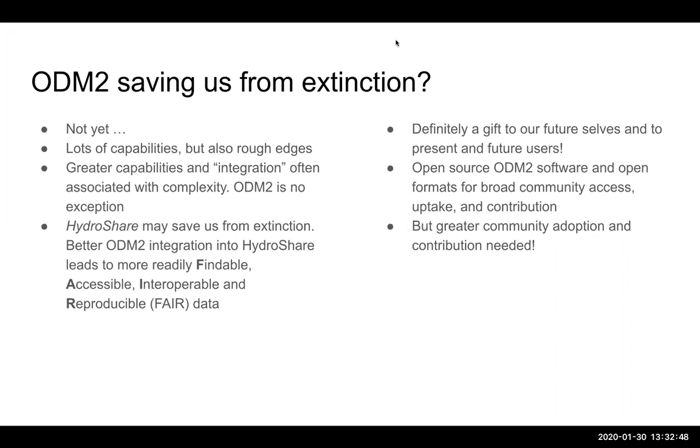Like I said, we have built everything on open source software, all the tools and formats, so that there can be broad community access, uptake, and contributions. But in the long run, ODM2 will only be successful if there is greater community adoption and contributions, so that it can sustain itself and not die, I guess. And that's what happens often with different kinds of standards, that uptake varies. Some are robust and will be here forever. Others go up and down.